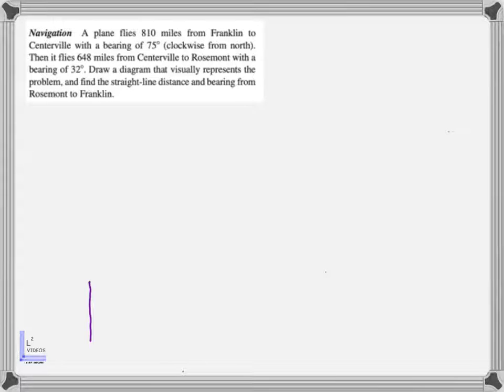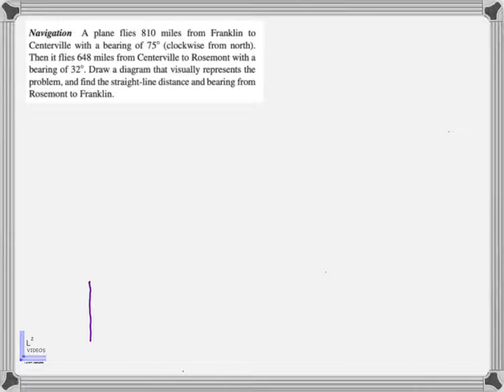Okay, I brought in the problem we discussed during the help session today on navigation that I was asked about. So let me just read it. It says a plane flies 810 miles from Franklin to Centerville with a bearing of 75 degrees, clockwise from north. Then it flies 648 miles from Centerville to Rosemont with a bearing of 32 degrees. Draw a sketch that would visually represent the problem, and then find the straight line distance and bearing from Rosemont to Franklin.